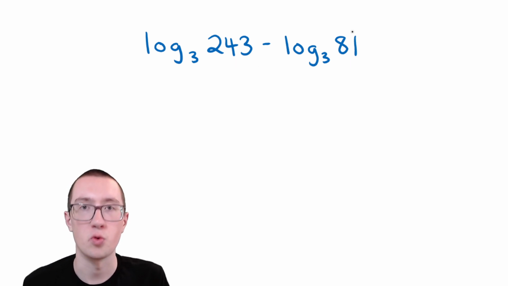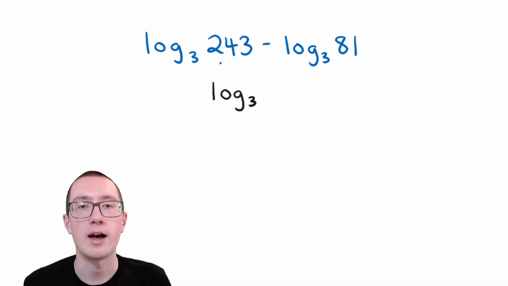So when you add, you multiply the insides, and when you subtract, you divide the insides. So we can combine this into one log with the same small number, which is 3. And on the inside, we're going to divide 243 divided by 81. And if you put this in your calculator, you'll get 3. So we've combined these two logs into one log, which is log base 3 of 3.